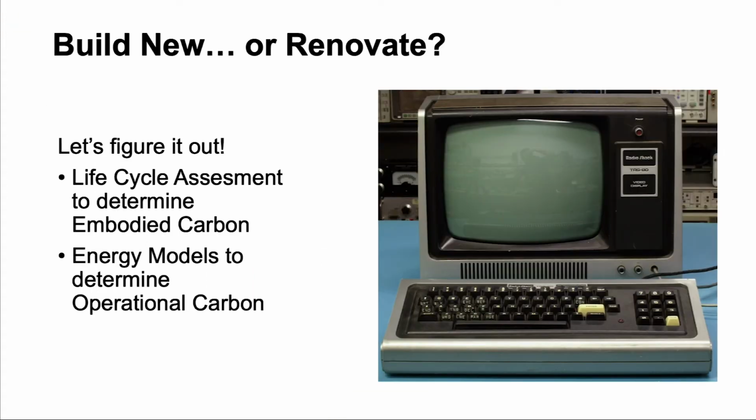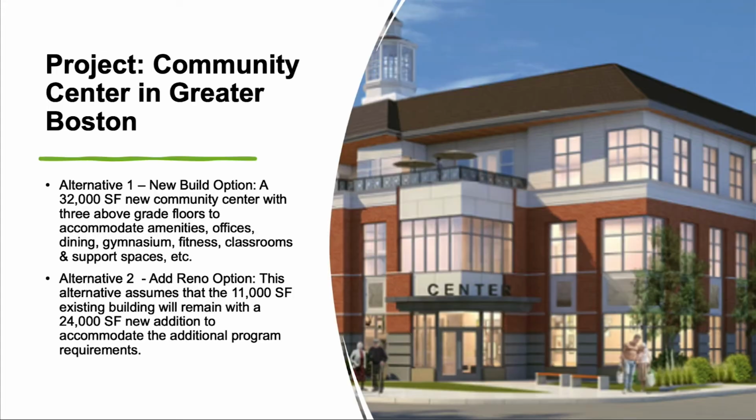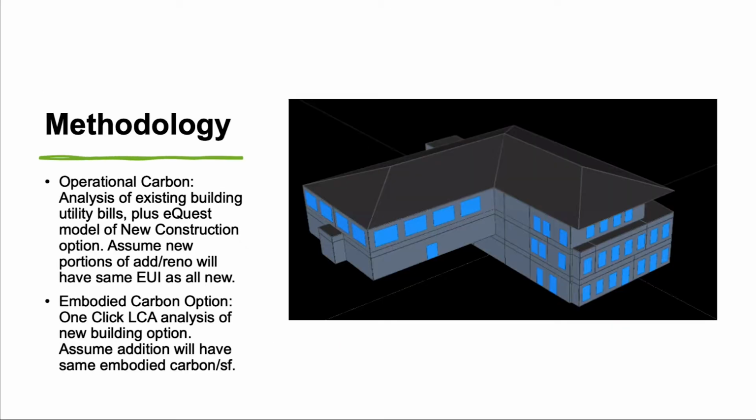So the question we've got now is we're going to build new or we're going to renovate, and so let's figure it out. So let's look at our real project that was the prompt for this original inquiry from the building committee member. It's a community center in Greater Boston, and there are two alternatives. One is a new build option of 32,000 square feet, and the other is an add reno option where we're going to use the 11,000 square foot existing building and add another 24,000 square foot to accommodate the additional program requirements. So let's do the analysis.